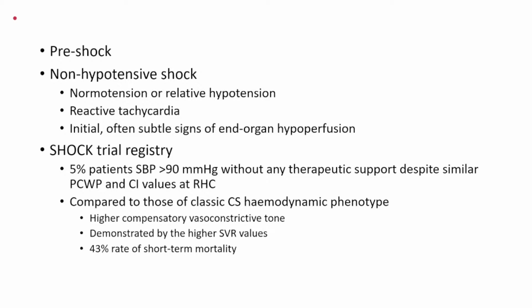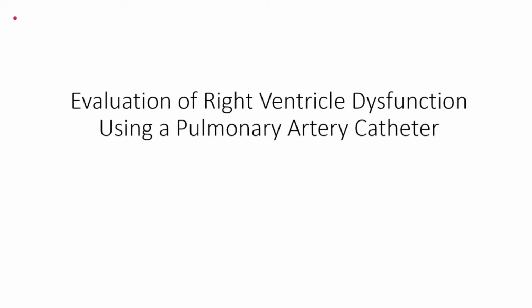So these patients have a higher compensatory vasoconstrictive tone. But the problem is, if you don't treat them in time, these patients can have 43% short-term mortality. That is why it is important to diagnose these pre-shock and non-hypotensive shock patients. And we can diagnose this with the help of Swan-Ganz. The Swan-Ganz can help us to evaluate right ventricular dysfunction.